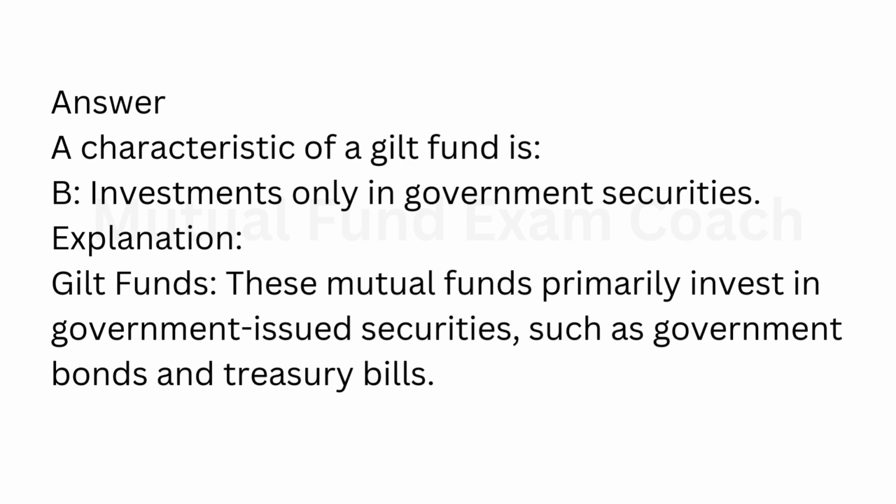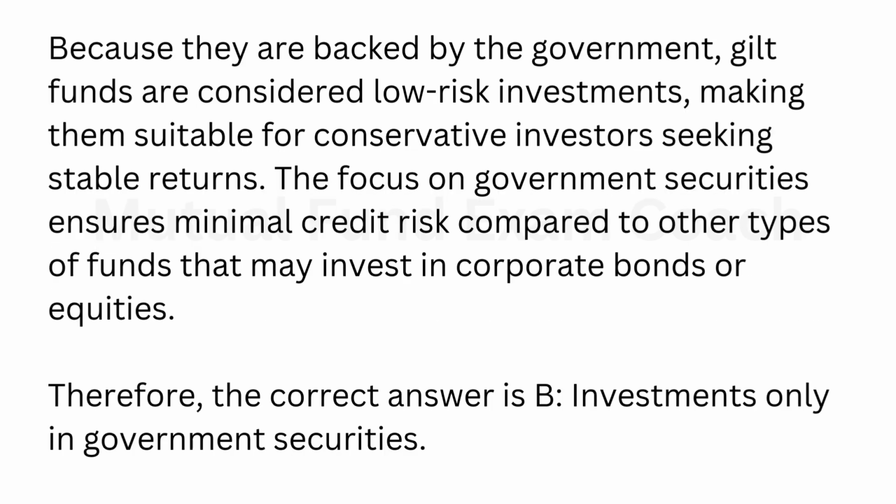Explanation. Gilt funds. These mutual funds primarily invest in government-issued securities, such as government bonds and treasury bills. Because they are backed by the government, gilt funds are considered low-risk investments, making them suitable for conservative investors seeking stable returns. The focus on government securities ensures minimal credit risk compared to other types of funds that may invest in corporate bonds or equities. Therefore, the correct answer is B, investments only in government securities.